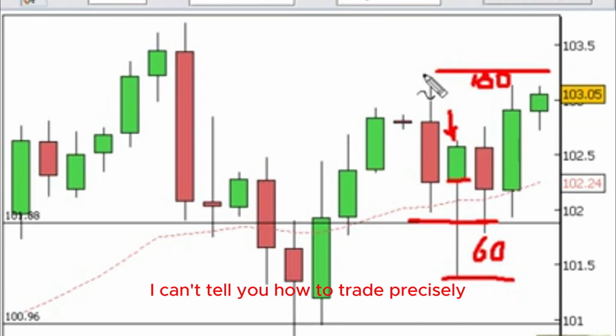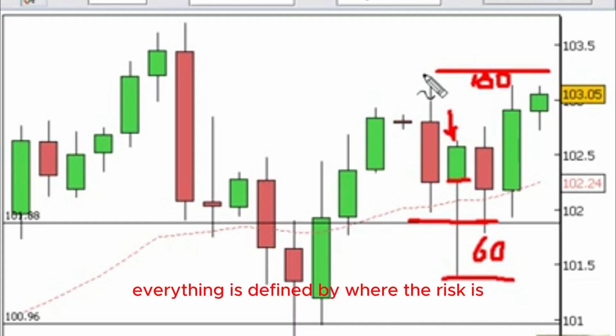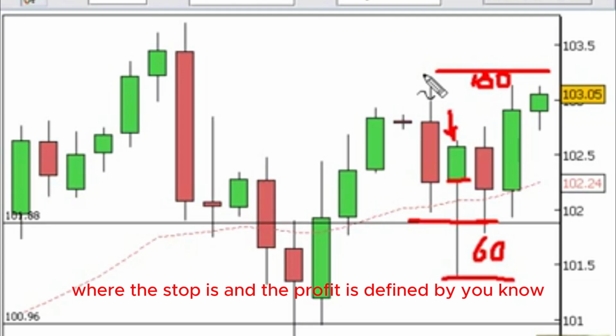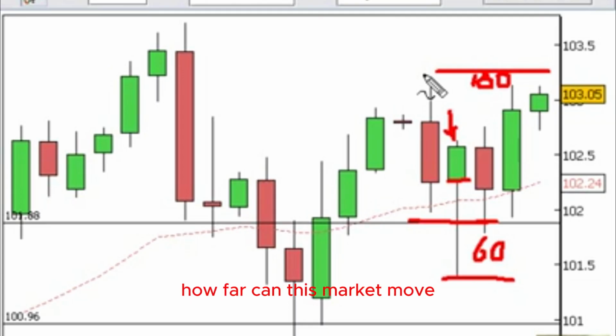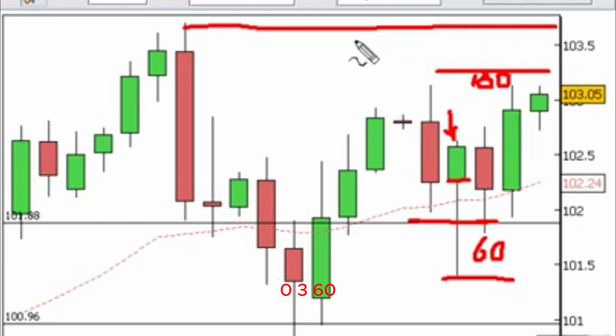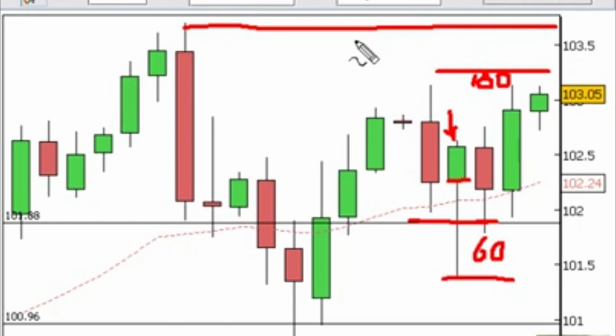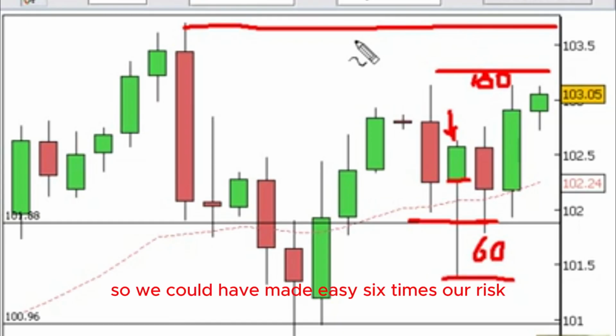I can't tell you how to trade precisely, but I can show you the way that the professionals look at the market. Everything is defined by where the risk is, where the stop is, and the profit is defined by how far this market can move before it'll encounter massive resistance. And we had room all the way up here, 103.60, 70 area. So we had a long way before we hit resistance again. So we could have made an easy 6 times our risk. And those are the setups you need to look for.